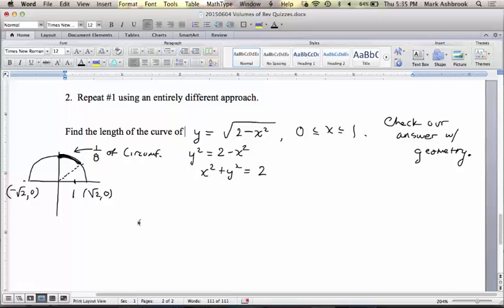Okay, so can we set up the integral? See if you can set up the integral for the arc length. I'll let you do it. Everyone do it.